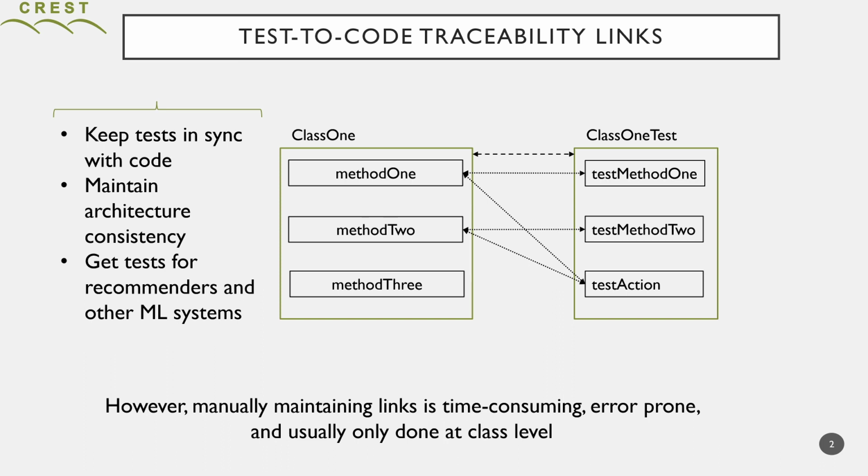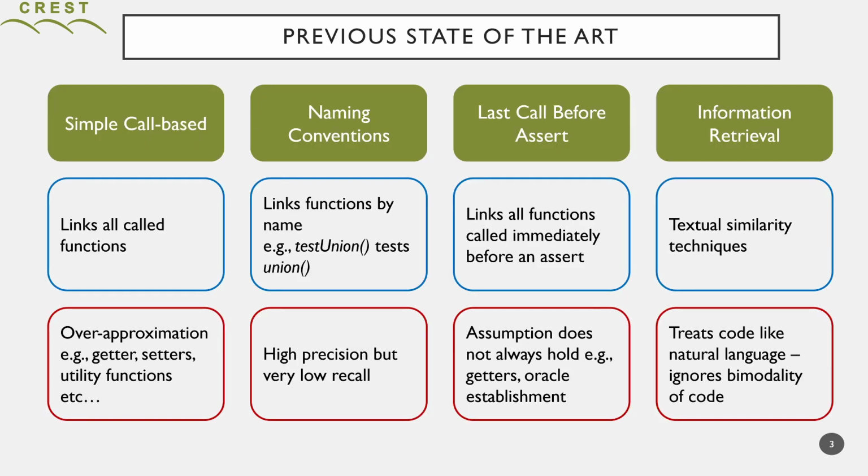However, maintaining these types of links manually can be time-consuming and error-prone, as we have to ensure that developers create the links and then update the links when the system changes. Due to this, where links are maintained manually, it's usually only at the class level. So therefore, it would be very useful for us to have reliable techniques for automatically establishing and maintaining these links.